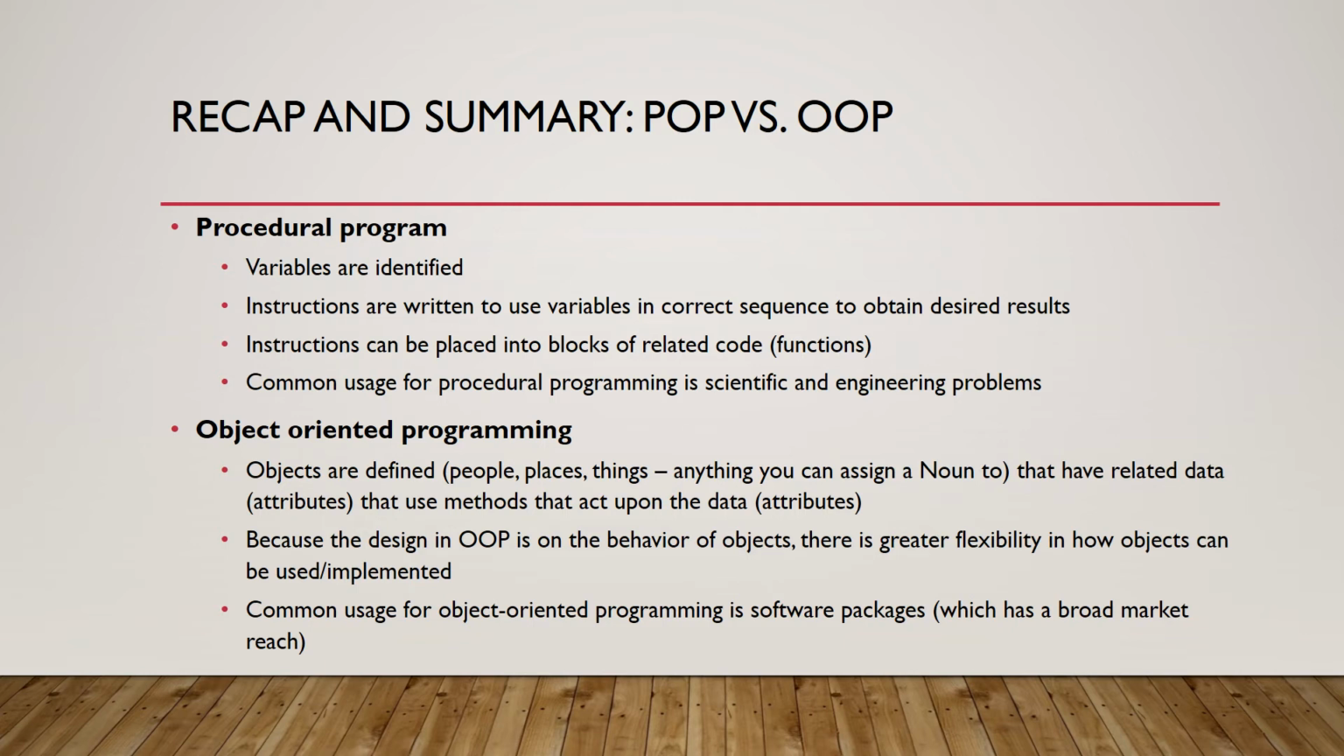Methods are essentially little snippets of code. Because the design of OOP is on the behavior of object, there is greater flexibility in how objects can be used and implemented. Now, that particular item has an impact on the cost of an information system over time, which is a positive impact, whereas it's a negative impact on procedural programming, because as procedural programs age and more requirements are thrown at them, the complexity increases in procedural program, so does the cost. It's inverse in object-oriented programming in general.